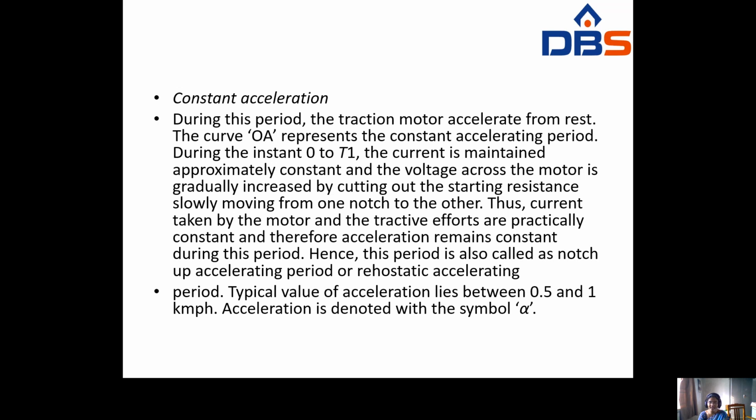This constant accelerating period is also called the notch-up accelerating period or rheostatic accelerating period. The typical value of acceleration lies between 0.5 and 1 kilometer per hour per second. Acceleration is denoted with the symbol alpha. This is the constant acceleration.